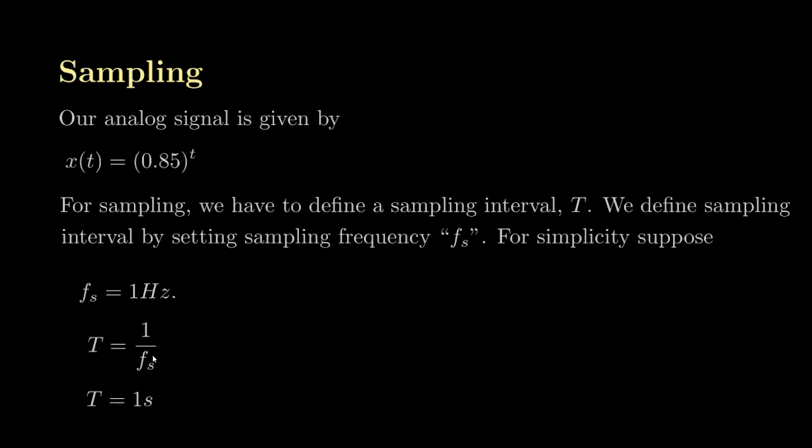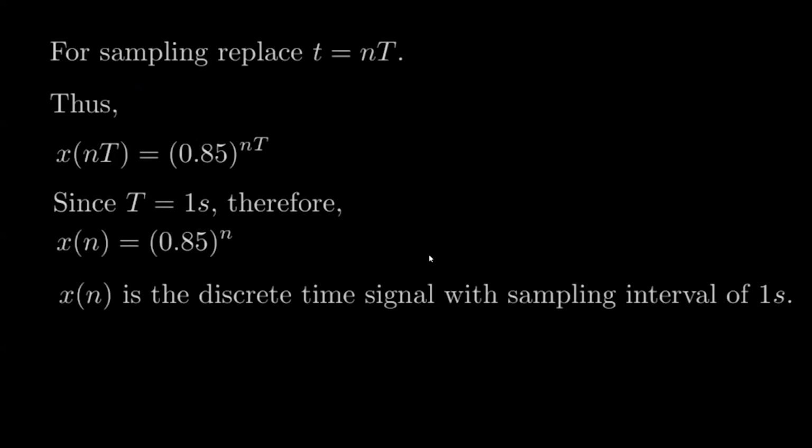For sampling, we need to select a sampling frequency. The sampling frequency determines the sampling interval. This is a very important step. The sampling frequency can vary depending on the requirements of the signal processing system. It can be 1 Hz, 256 Hz, 512 Hz, or 1024 Hz. In this example, we will choose a sampling frequency of 1 Hz for simplicity.